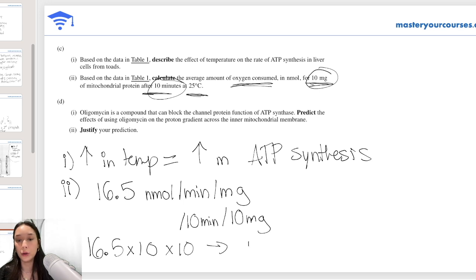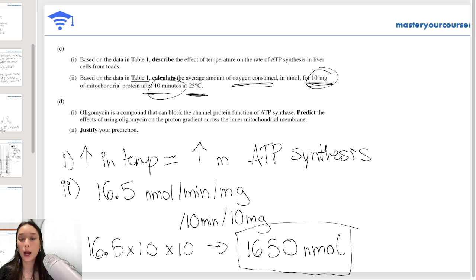It should give you 1650. Okay. Again, I'm going to wait for the answers to come out, but since you are changing two of the units by 10, you would likely have to multiply both of them.